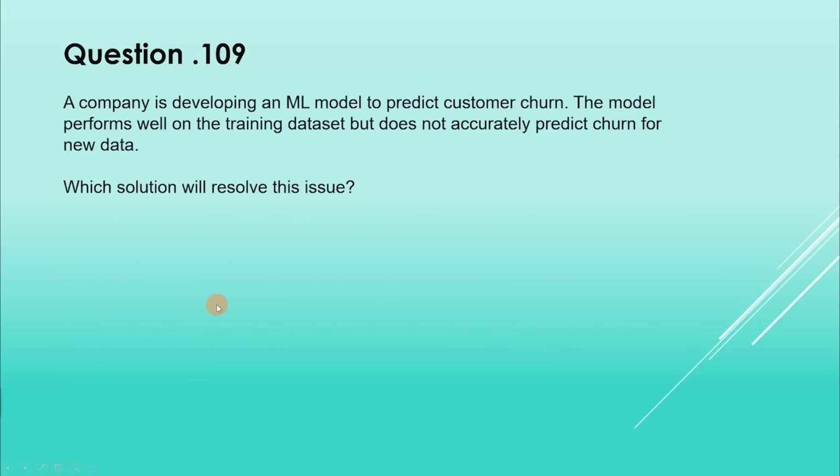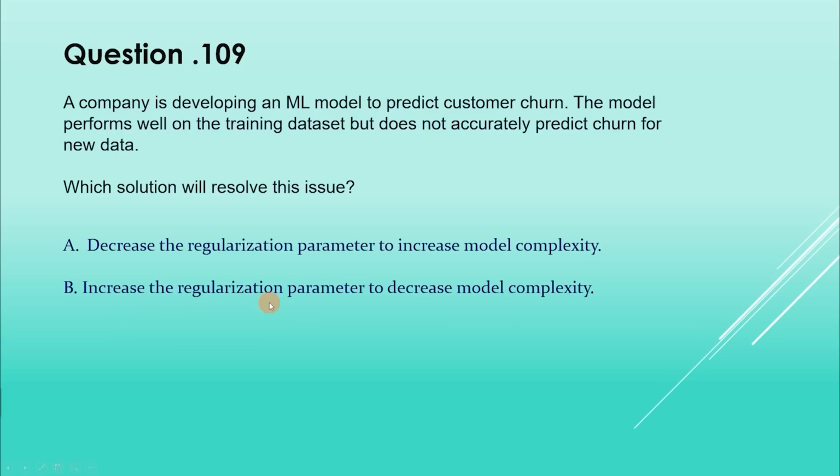Now question number 109. A company is developing an ML model to predict customer churn. The model performs well on the training datasets but does not accurately predict churn for new data. Which solution will resolve this issue? Here are the options. Option A, decrease the regularization parameter to increase model complexity. Option B, increase the regularization parameter to decrease the model complexity. Option C, add more features to the input data. Option D, train the model for more epochs. Try to guess the correct answer again.